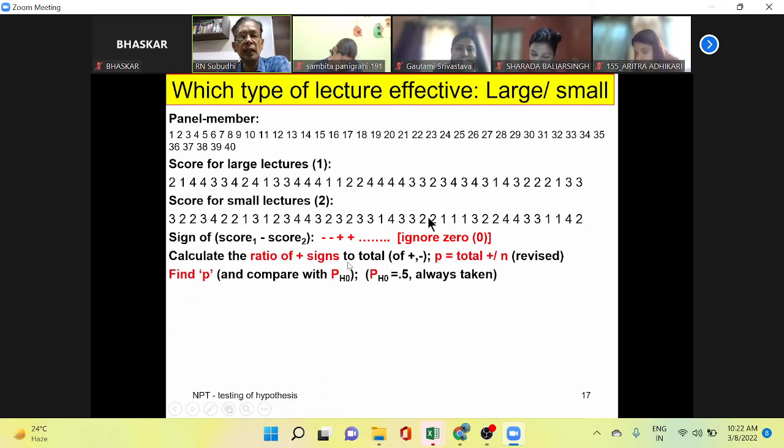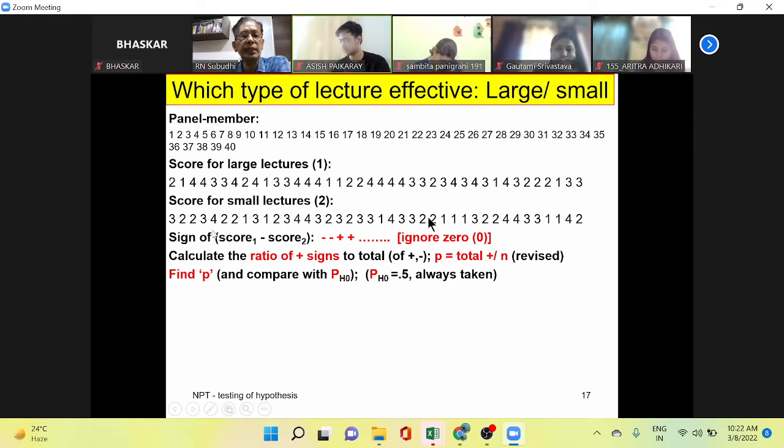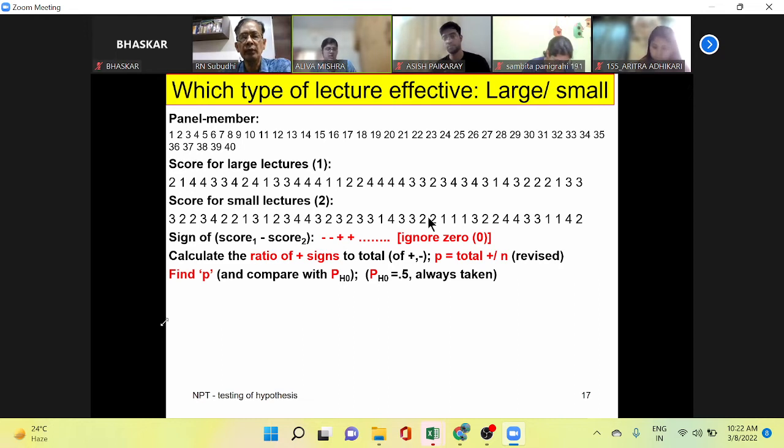Then you count the number of plus signs. So the number of plus signs is 19. Number of minus signs is 11. Very good, thank you, Aliva. Aliva is first to do that. Others should do that. Take it seriously from the exam point of view.